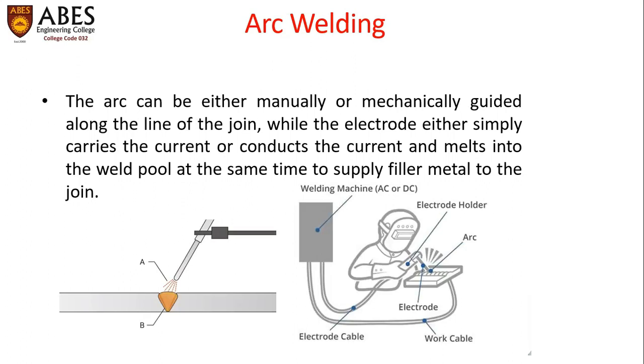Further, the arc can be either manually or mechanically guided along the line of the joint, while the electrode either simply carries the current or conducts the current and melts into the weld pool at the same time to supply filler metal to the joint. As you can see in the schematic, the workpiece is connected to one terminal of the welding machine and the electrode is connected to the other terminal of the welding machine.